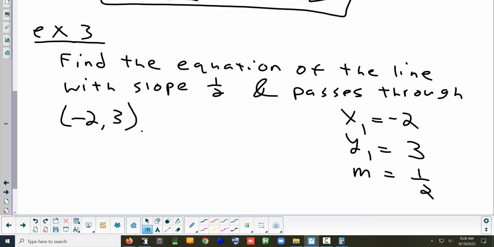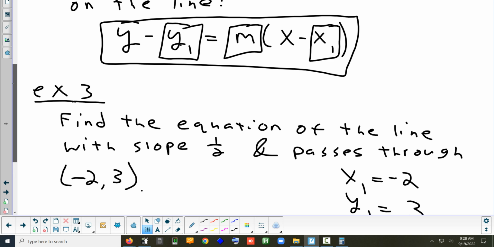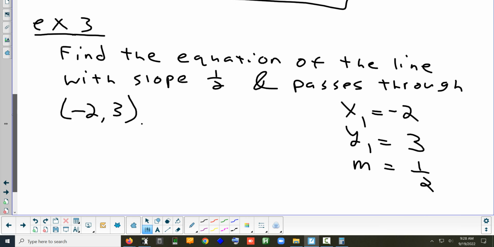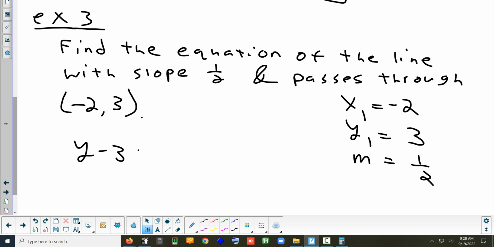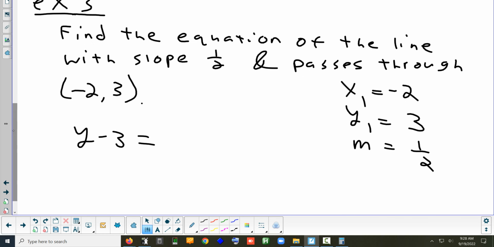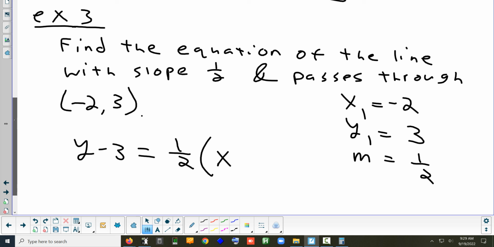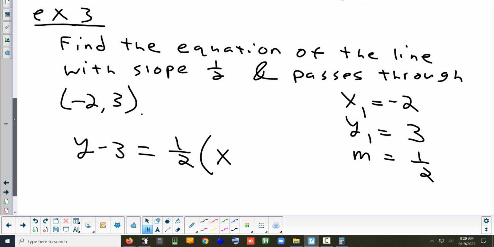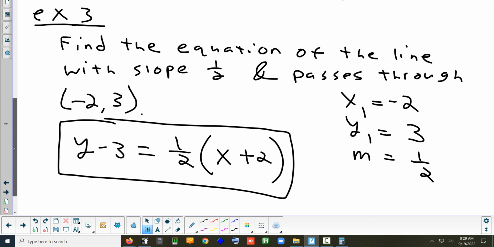Okay, so now we know what number goes with what letter. We're going to fill them all into that formula. So let's start with y minus y1 equals m times x minus x1. So m times x. Now it's x minus x1. What's going to happen when I fill that in my problem? It's going to be a positive. It's going to be x minus minus 2. So that's going to become plus 2. And that is the answer.